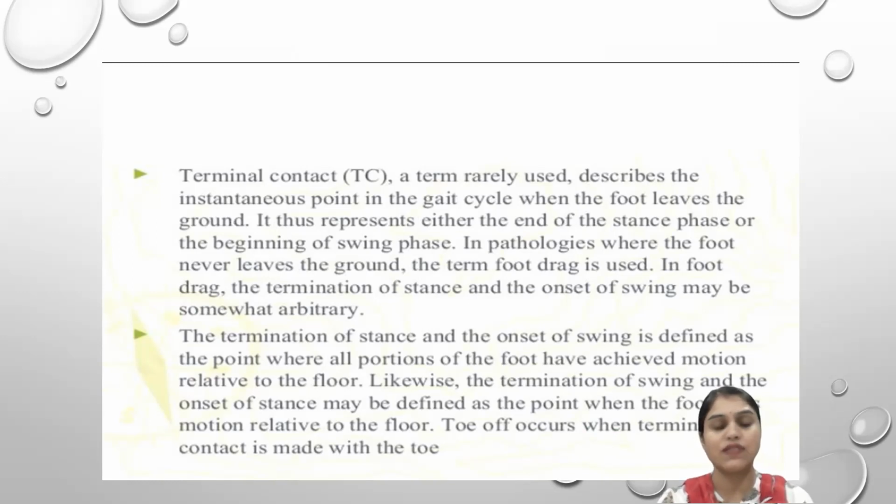The termination of stance and the onset of swing is defined as the point where all portions of the foot have achieved motion relative to the floor. Likewise, the termination of swing and the onset of stance may be defined as the point when the foot ceases motion relative to the floor. Toe off occurs when terminal contact is made with the toe.